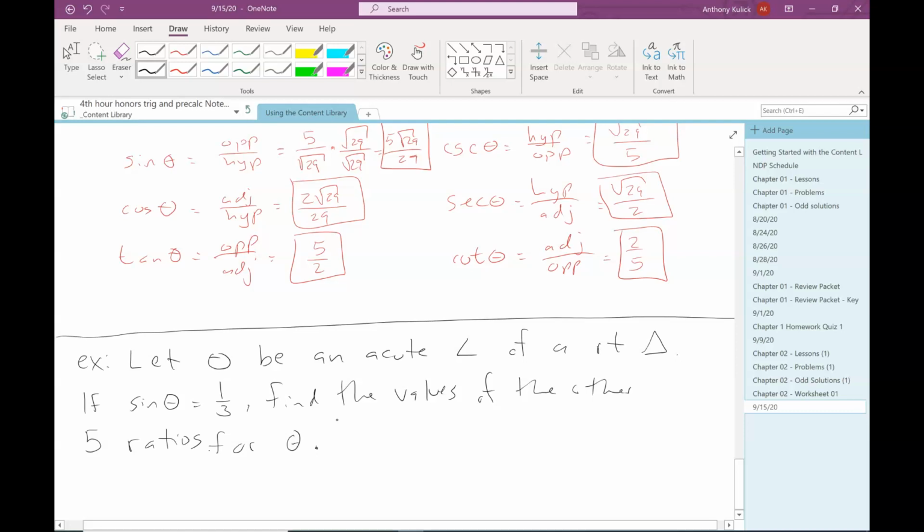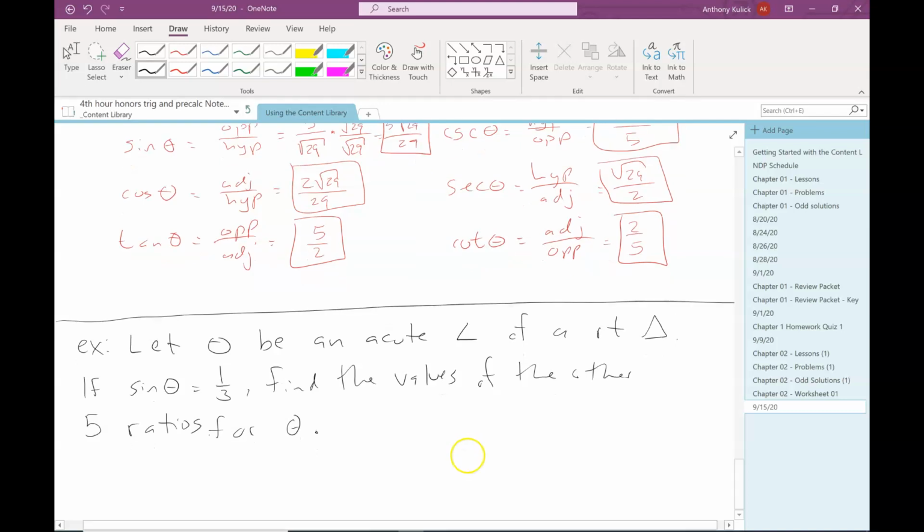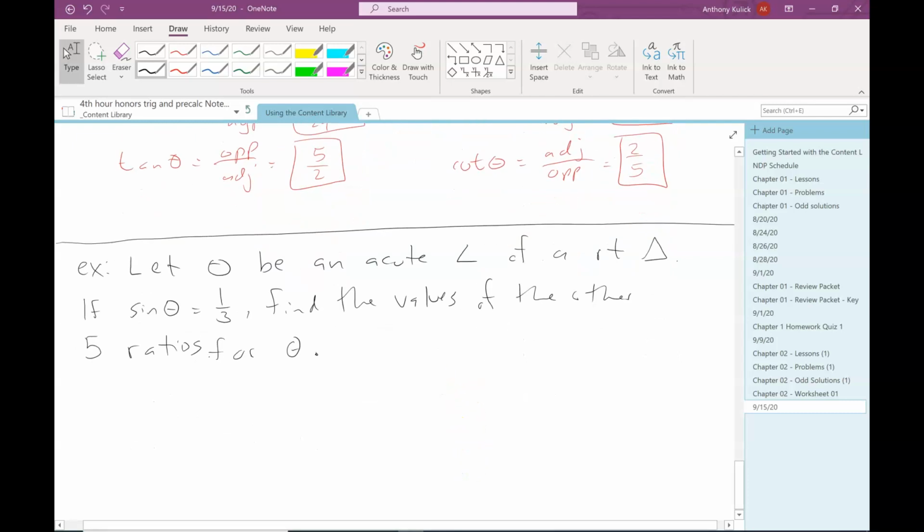Let theta be an acute angle for a right triangle. If sine of theta is equal to 1/3, find the values of the other 5 ratios for theta. So I'm going to start by drawing a picture. So here's my right triangle, and I'll pick that one to be my angle theta. It doesn't really matter which one you call theta, provided that you adjust the location of your side lengths accordingly.